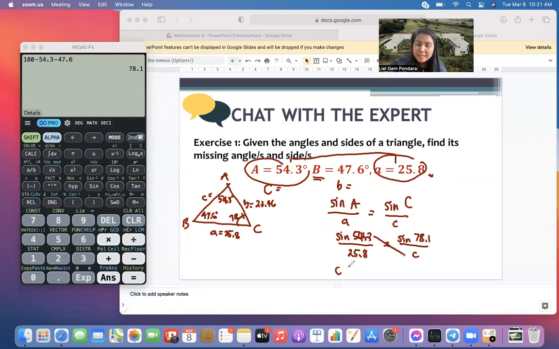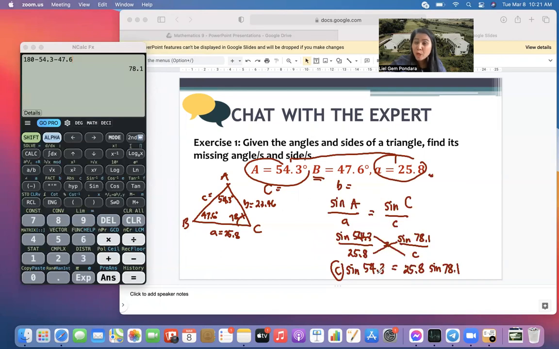Remember that any number or any variable will go first before the trigonometric sine. So C should go first. Do not place it afterwards, or else your answer will be wrong. Equals 25.8 times sine 78.1. We need to solve for C.